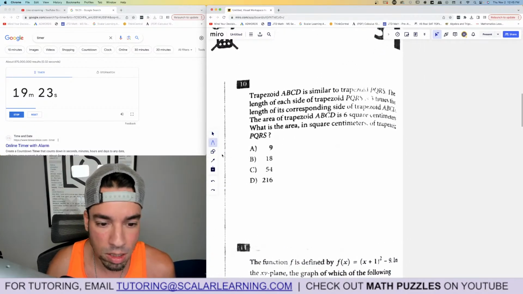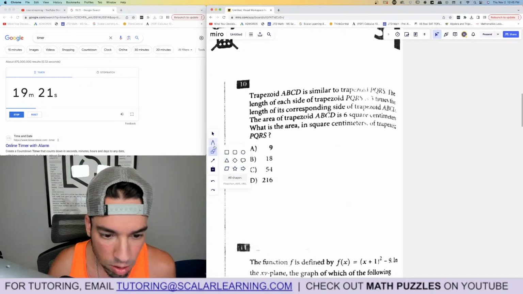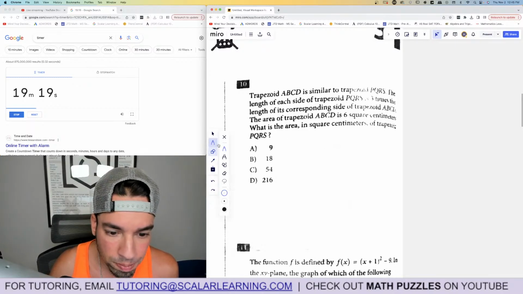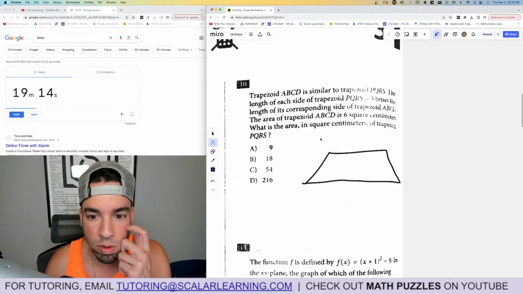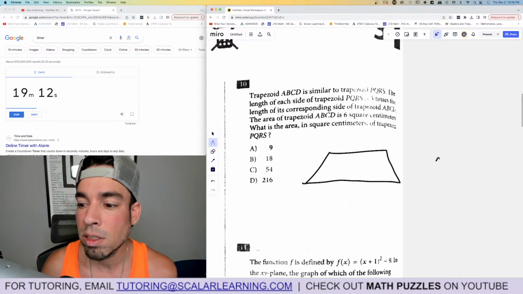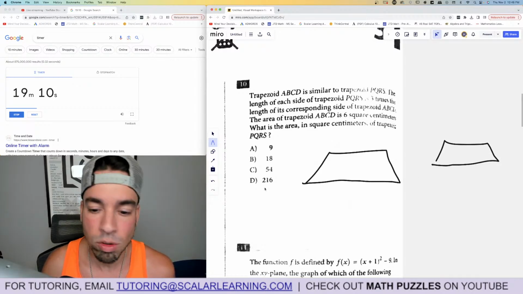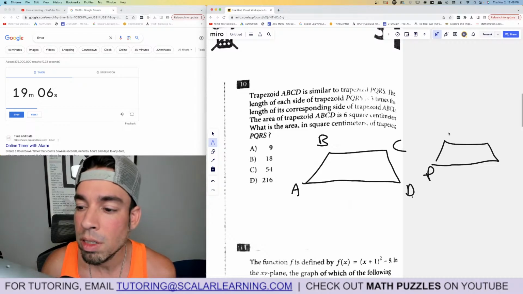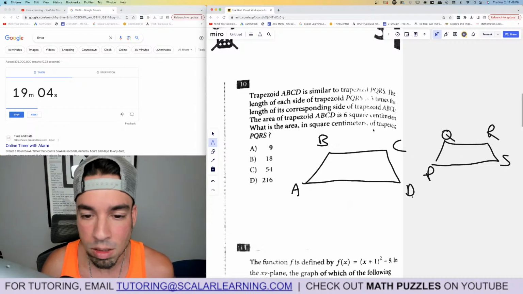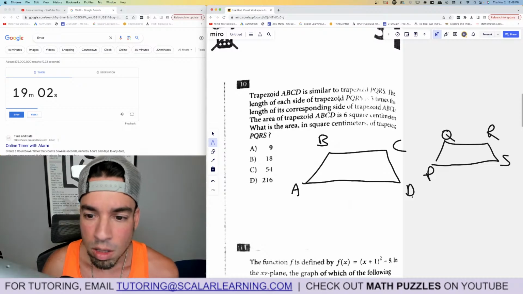Trapezoid ABCD. Let's draw a trapezoid. Hold on. Oh, I can't. All right, let's just do a hand-drawn trapezoid. Always draw it out, right? Trapezoid ABCD is similar to PQRS. Okay, so if ABCD is similar to PQRS, those are the corresponding vertices. The length of each side of trapezoid PQRS is 3 times the length of the corresponding side.